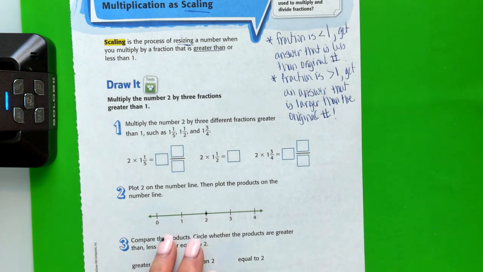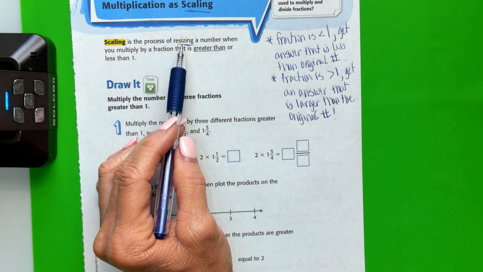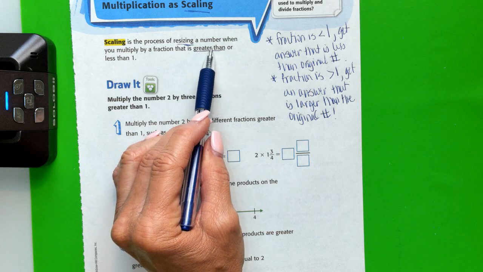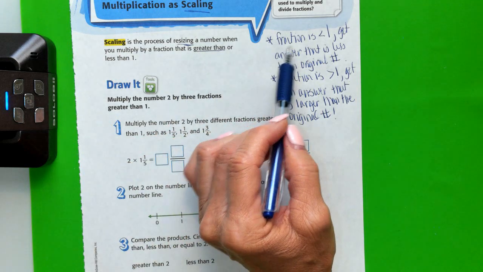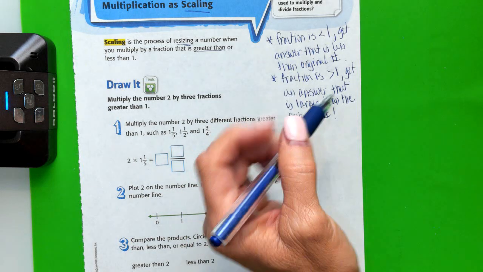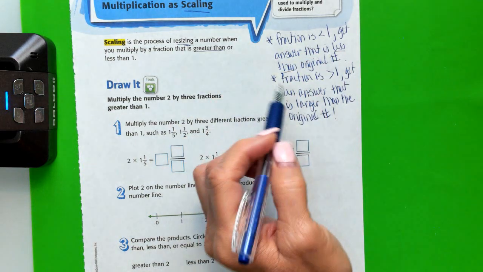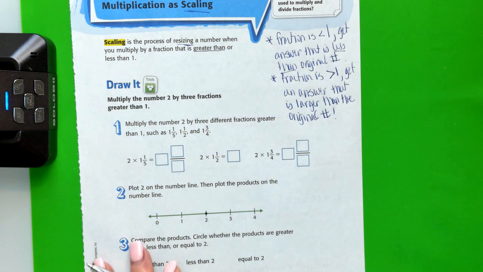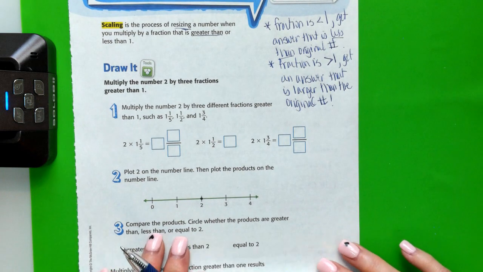Alright? So, scaling is the process of resizing a number when you multiply it by a fraction that is greater than or less than 1. So if the fraction is less than 1, you're going to get an answer that's going to be smaller than your original. And if the fraction is greater than 1, you're going to get an answer that is larger than the original. So, let's look.